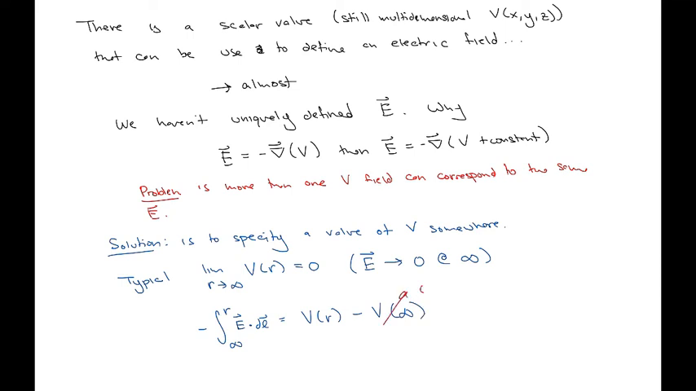If I allow this one to go to 0, then I can say that the electric potential is equal to, for example, 1 over 4 pi epsilon naught Q over R for a point charge. So this means that I can calculate some potential around a point charge by putting in Q and R and epsilon naught, and it's not arbitrary. It is unique for that particular point charge.